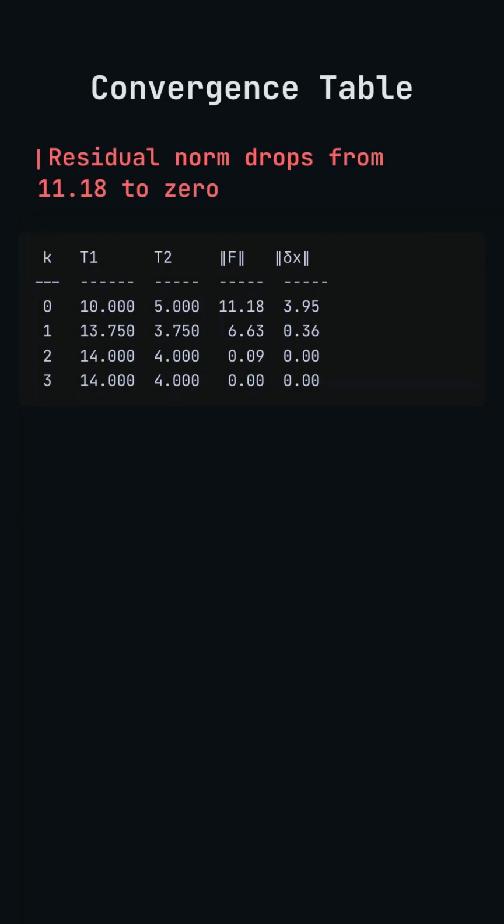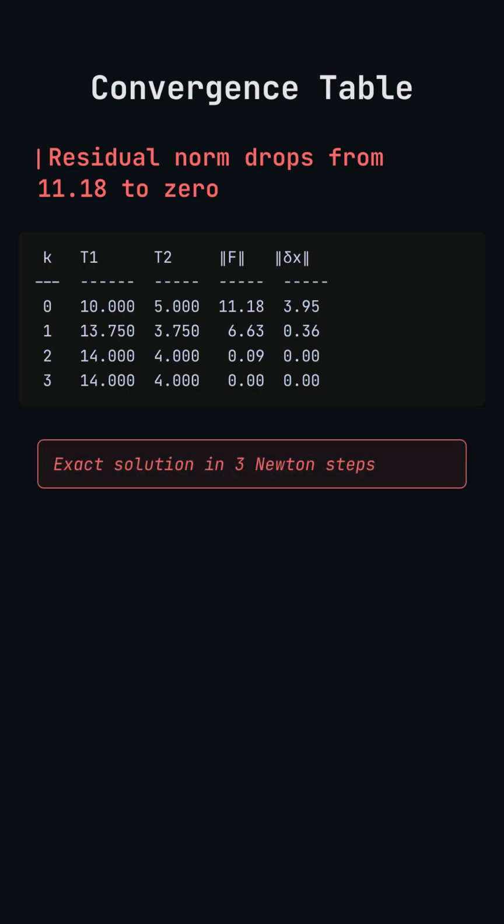4 rows capture the full convergence history. At step 0, the residual norm is 11.18. The first Newton step cuts it to 6.63. The second step brings it to 0.09, already small but not yet at machine precision. The third step finishes it, T1 equals 14, T2 equals 4, residual 0. 3 steps to machine precision zeros. Quadratic convergence is visible in the residual sequence 11, 6.6, 0.09, 0. Each drop is the square of the previous one.